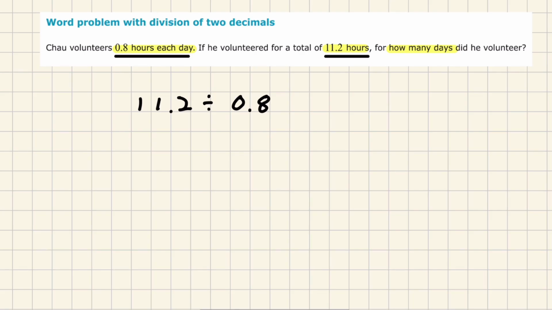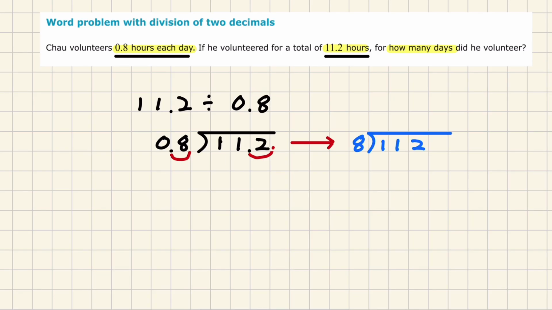And for that calculation, we would use long division, recalling that the 0.8 goes out front with the 11.2 underneath. And for long division, the number we're dividing by in front has to be a whole number. So we would need to move this decimal 1 place to make that an 8, which means we would also need to move this decimal 1 place, moving it behind the 2, so that we now have 8 on the outside and 112 on the inside. From here, we can do our long division as usual.